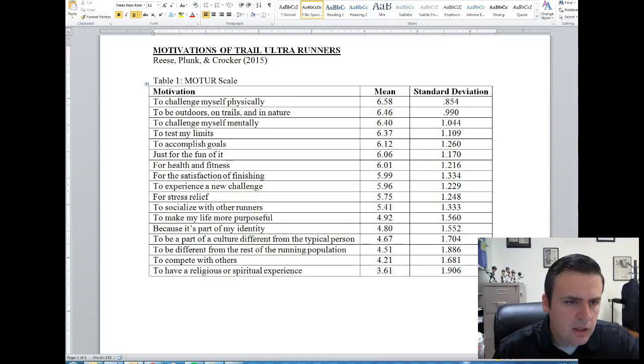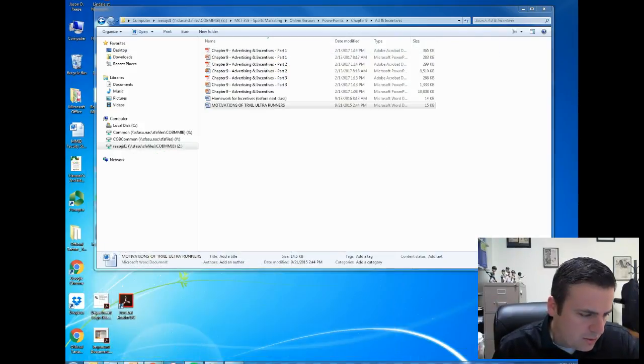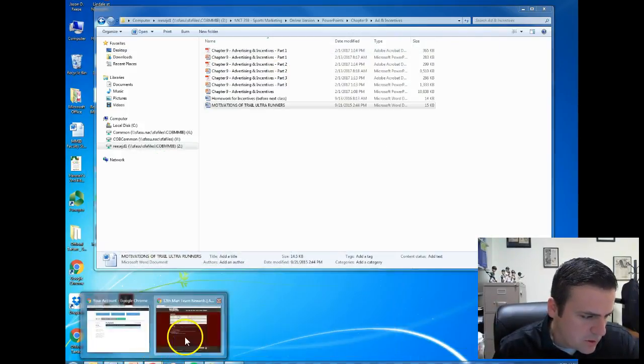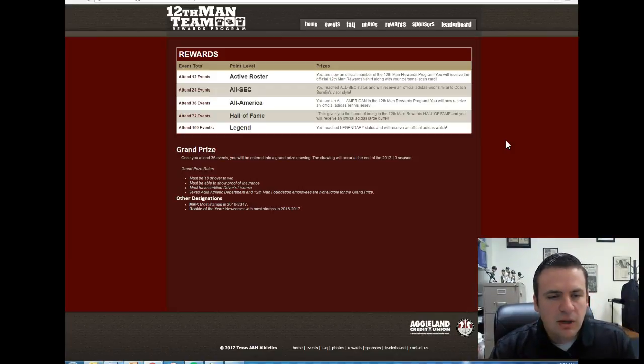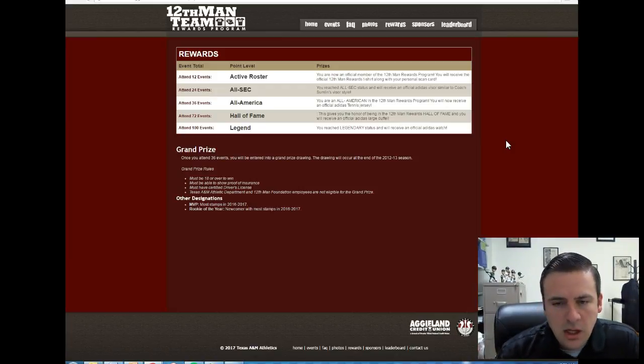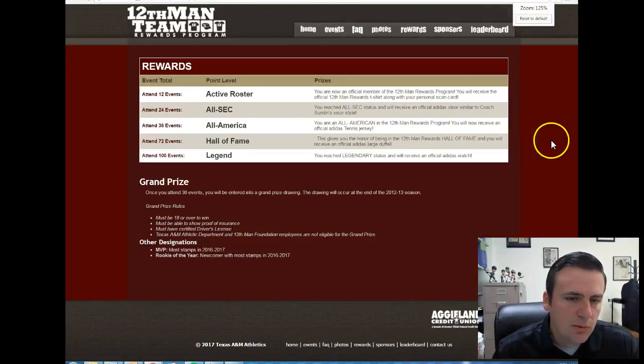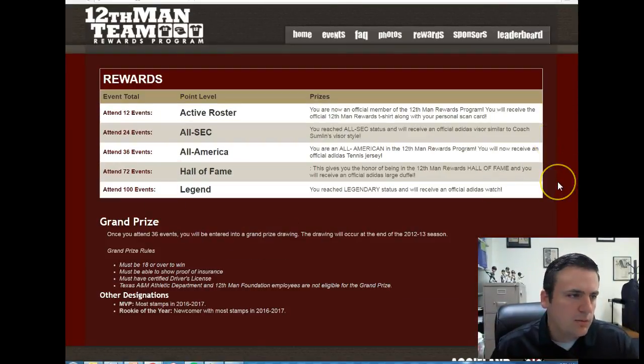And this is where I want to show you an example of the 12th Man Rewards Program. Here you've got essentially every time a student goes to a sporting event at A&M, they can scan their card, and the number of scans that they get will give you a dictation of how many points you get. So I zoomed in a little bit here.